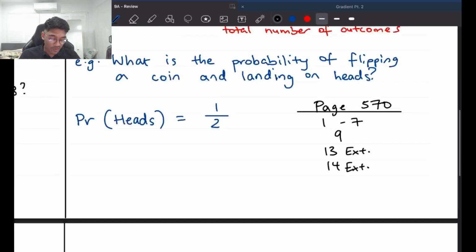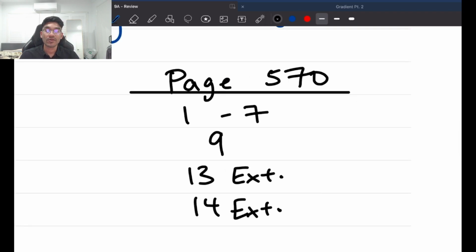Perfect. Here are the questions again. Page 570, questions 1 to 7, question 9, extension 13, extension 14.